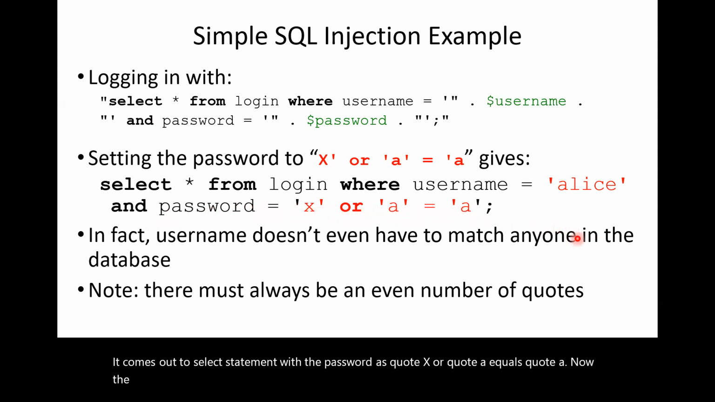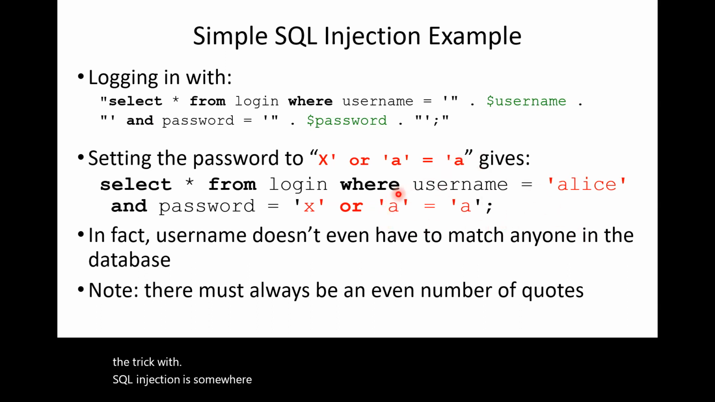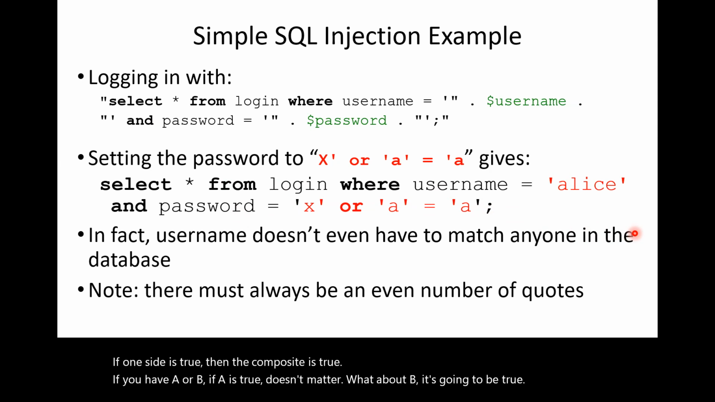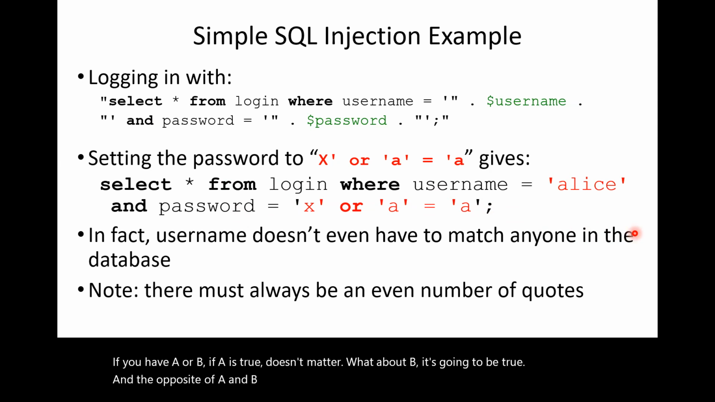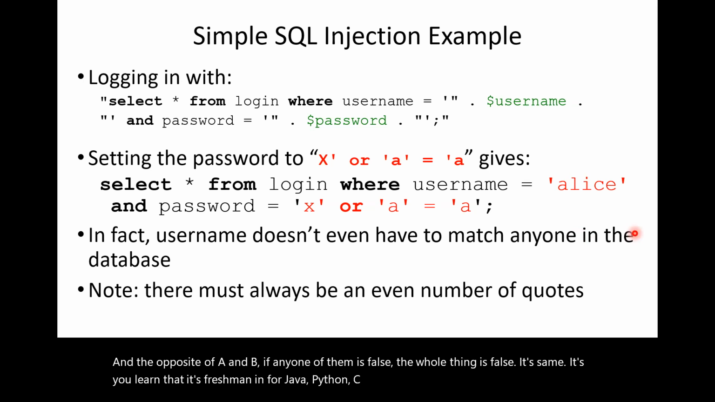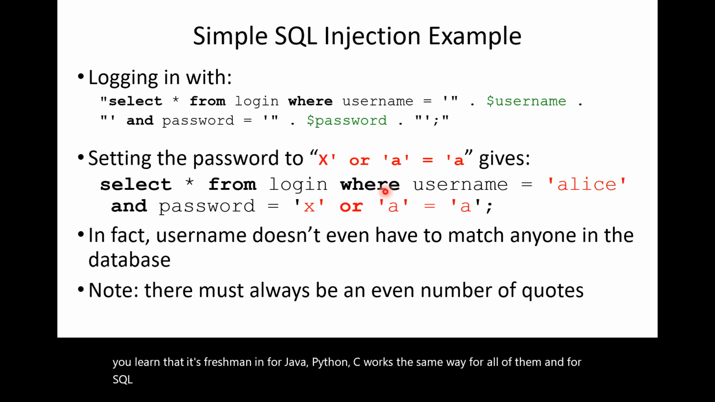Now the trick with SQL injection is somewhere you have a statement that's always true. If you remember, on any side of the or, if one side is true, then the composite is true. If you have A or B, if A is true, it doesn't matter about B, it's going to be true. And the opposite: if you have A and B, if any one of them is false, the whole thing is false. You learn that as freshmen for Java, Python, C++, it works the same way for all of them, and for SQL. So when you have this true statement where A equals A, that's going to be true.